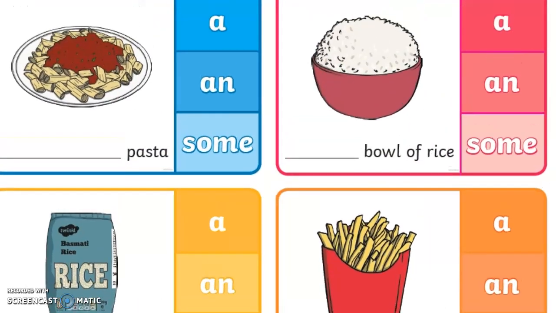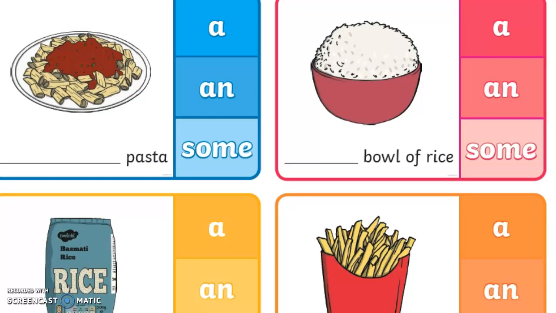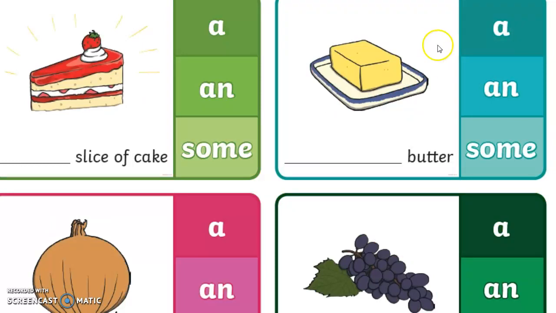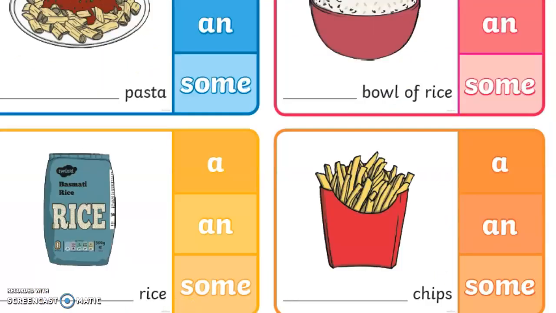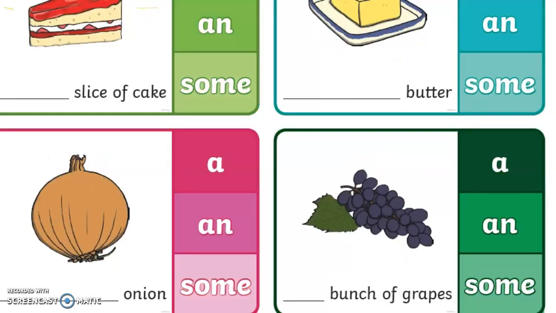Okay. So here we go. Pasta, bowl of rice. Sorry, it's not here. Okay. So slice of cake, butter. So then we have rice and chips. Okay. And we move onion, bunch of grapes. So we're done. Okay. So you put them in the table under countable or uncountable. We'll see the correction later.